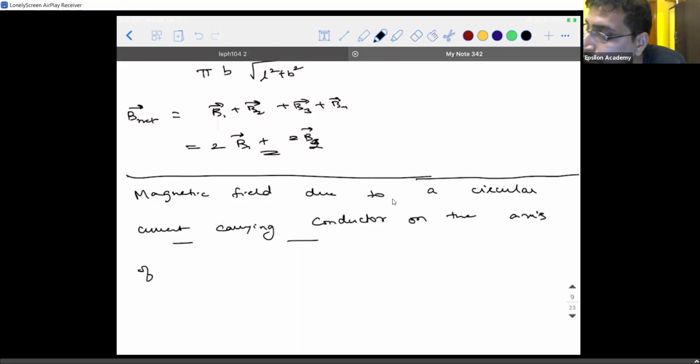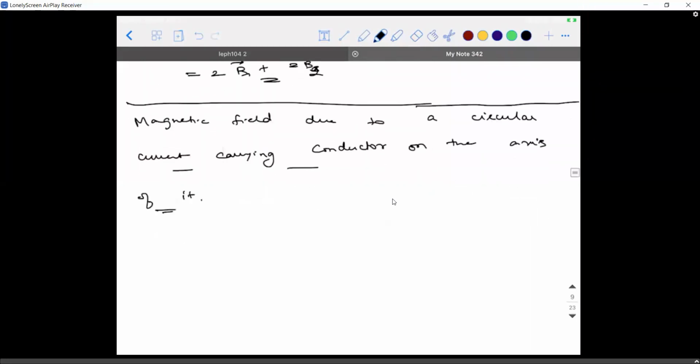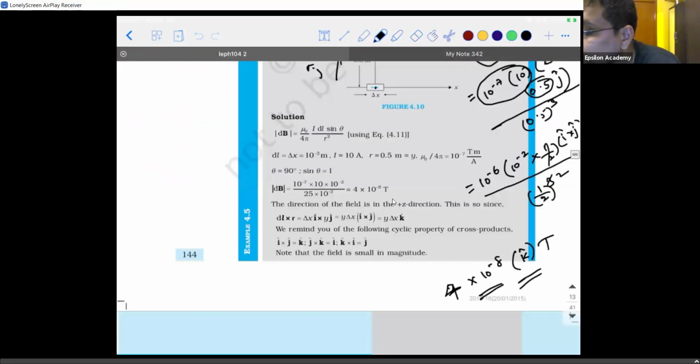Guys, am I clear? No confusion, right? Yes, sir. So this is very, very important. Now, let me show you the diagram, which is in the textbook.